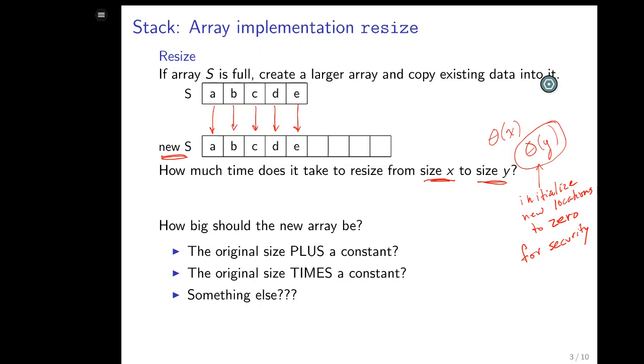So you start off with something of size, let's say 2, and it fills up very quickly. And so you multiply the size by 2 and you get something of size 4. And that fills up very quickly. But then you multiply 4 by 2 and you get 8. And then that fills up, and then you get 16, and then that fills up, and you get the picture, right?